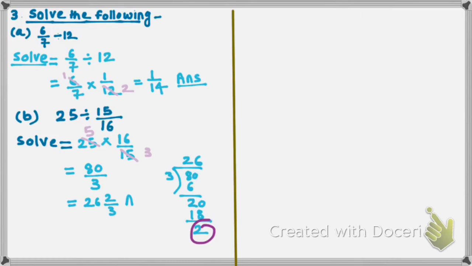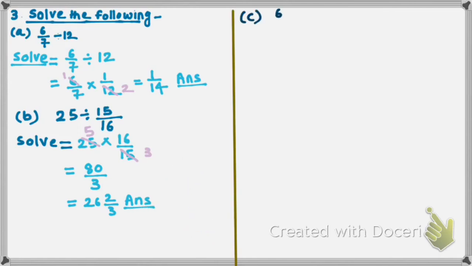So this is a mixed fraction. Okay, 26 is completely divisible, and the 2 part is not divisible by 3. So let me write the next one, 3c. Okay, 3c: 6 upon 10 divided by 8.